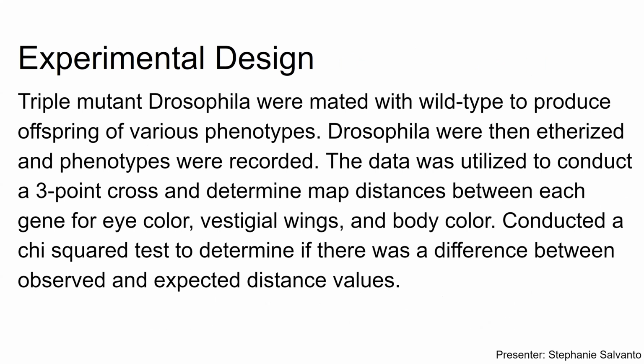In this experiment, the triple mutant Drosophila was mated with the wild type to produce offspring with clear phenotypes. The Drosophila were etherized and their phenotypes were recorded. The data was used to construct a 3-point cross map to map the distances between the eye color, wings, and body color genes. Last, a chi-squared test was conducted to determine if there was a difference between the observed and expected distance values.